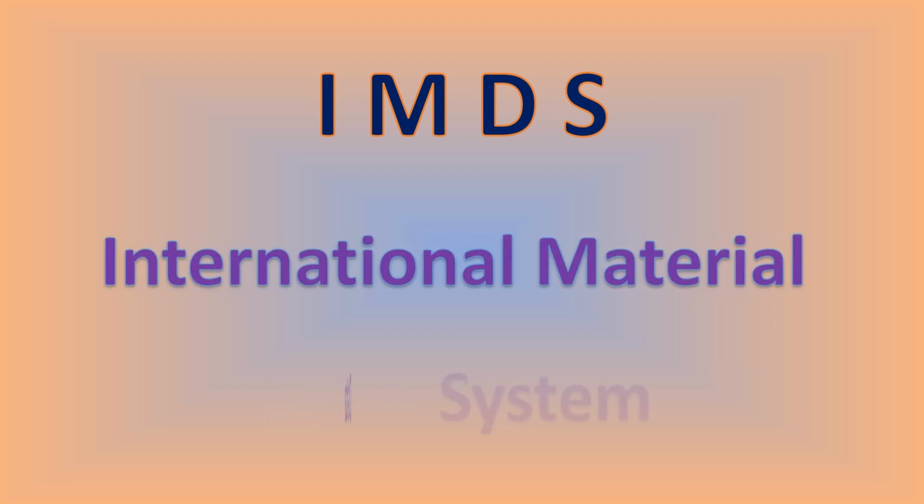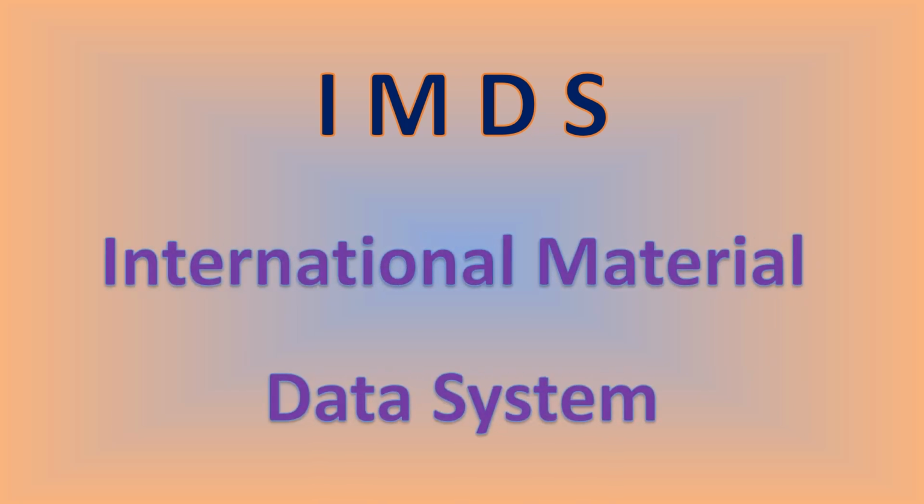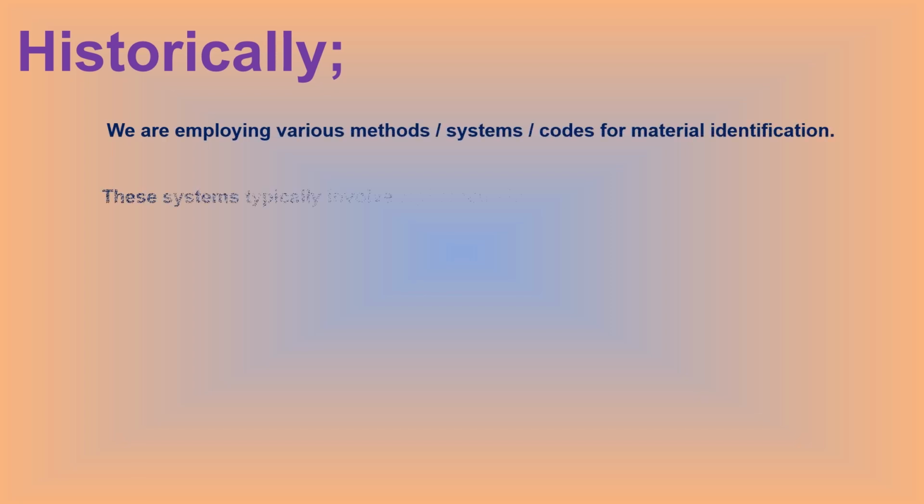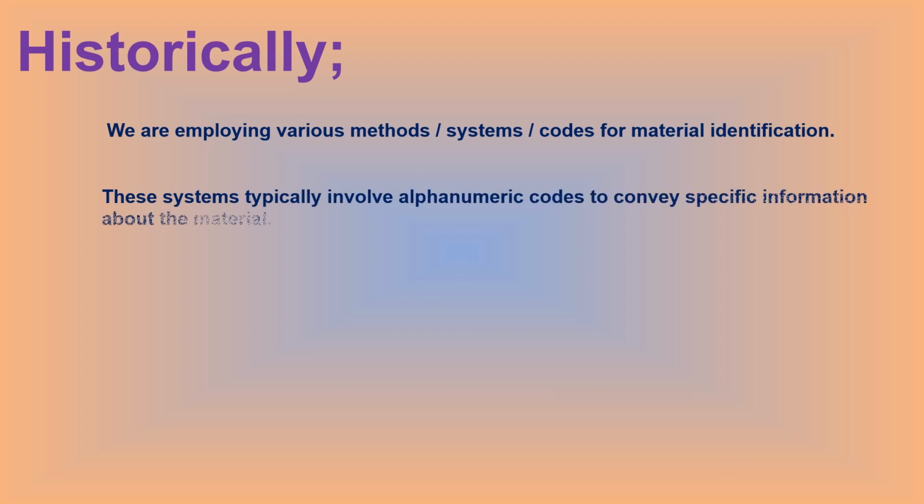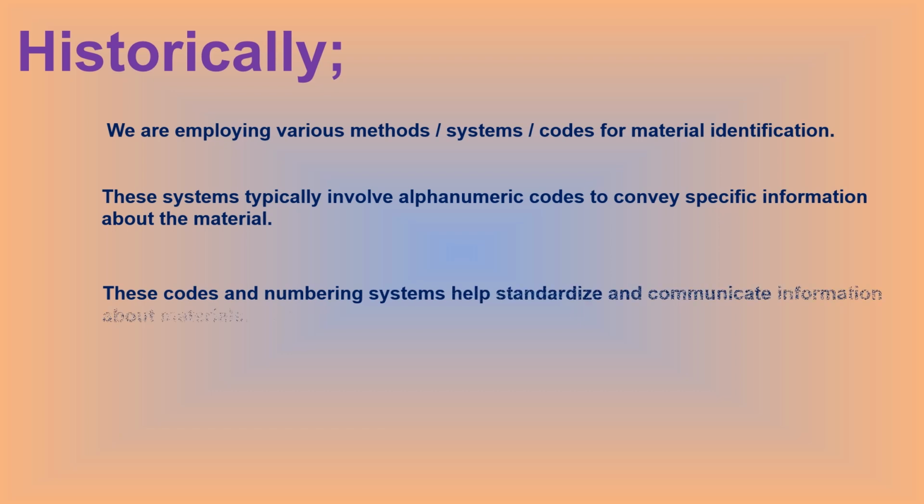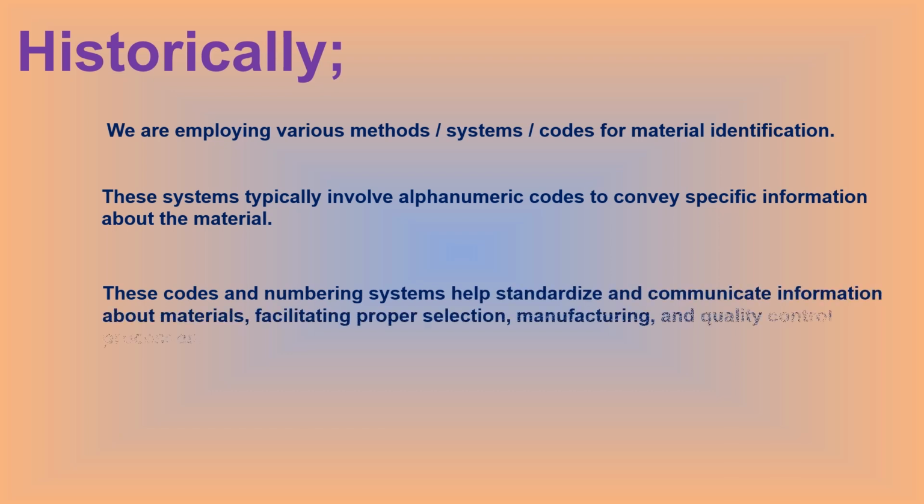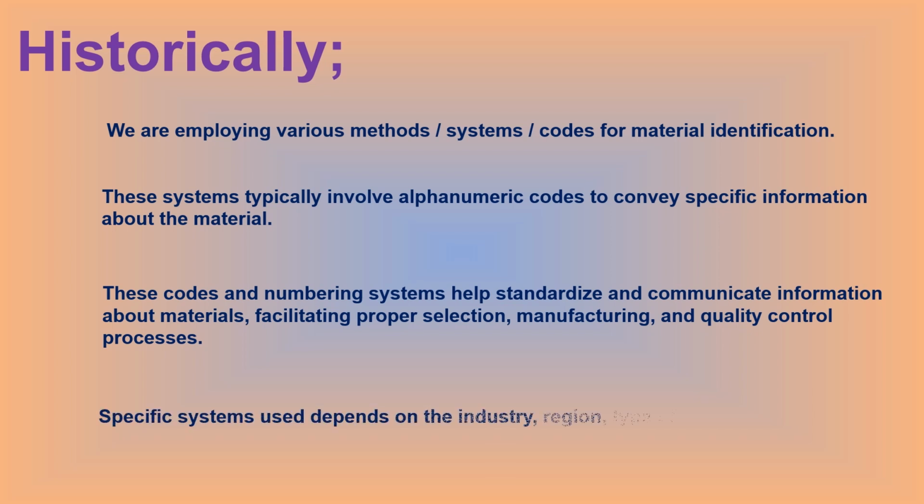IMDS, what does it mean? It means International Material Data System. Historically, we have been employing various methods, systems and codes for material identification. These systems typically involve alphanumeric codes to convey specific information about the material. These codes and numbering systems help standardize and communicate information about materials, facilitating proper selection, manufacturing, and quality control processes.